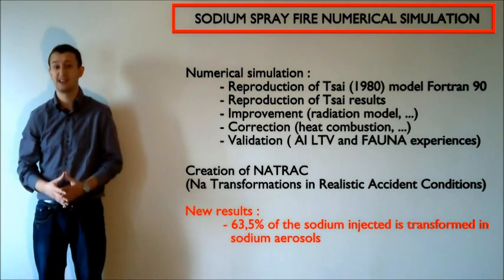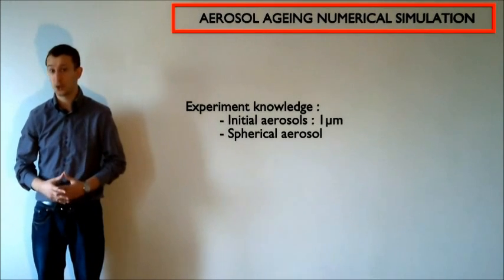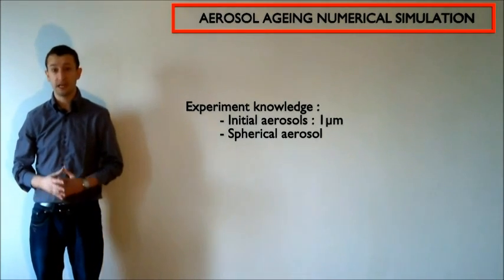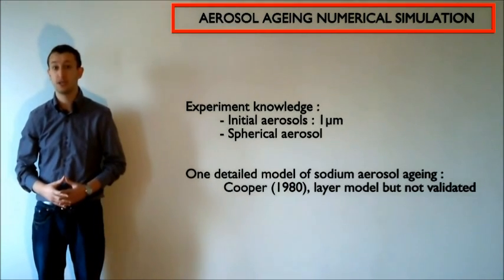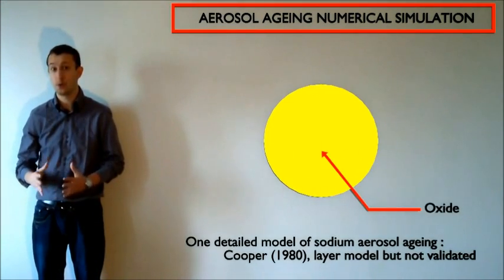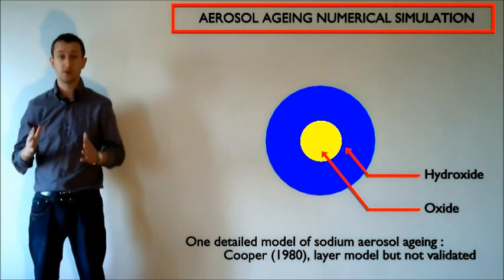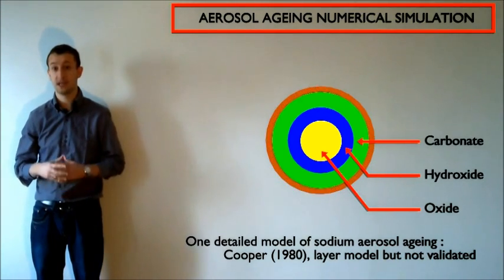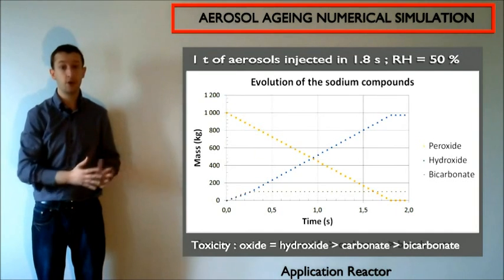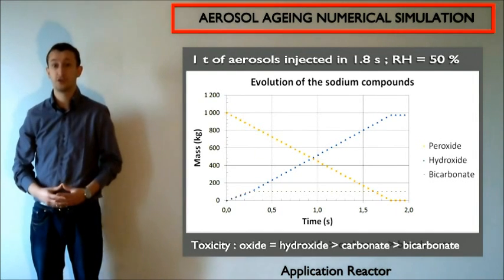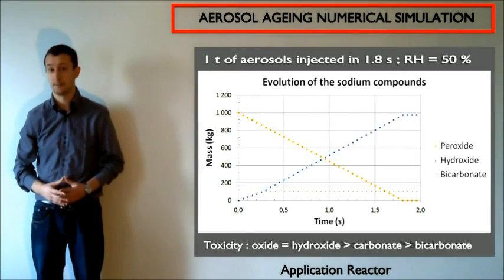The aerosols are extremely toxic and it's only the aging that renders them not toxic. We know that the initial aerosols measure 1 micrometer and they are spheric. One detailed model of aerosol aging exists, Cooper, a layer model. The initial aerosols react with water vapor and carbon dioxide to form the hydroxide, the carbonate, and the bicarbonate. You can see here the evolution of the mass of suspended aerosol of peroxide, hydroxide, and bicarbonate.